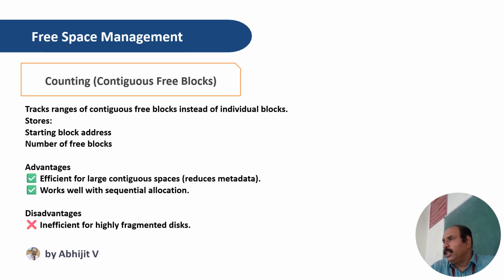Inefficient for highly fragmented disks. We have so many fragmented disks, with storage here and there, so it's very difficult. It is very useful for contiguous allocation. Contiguous means one after another. We have it continuously allocated.